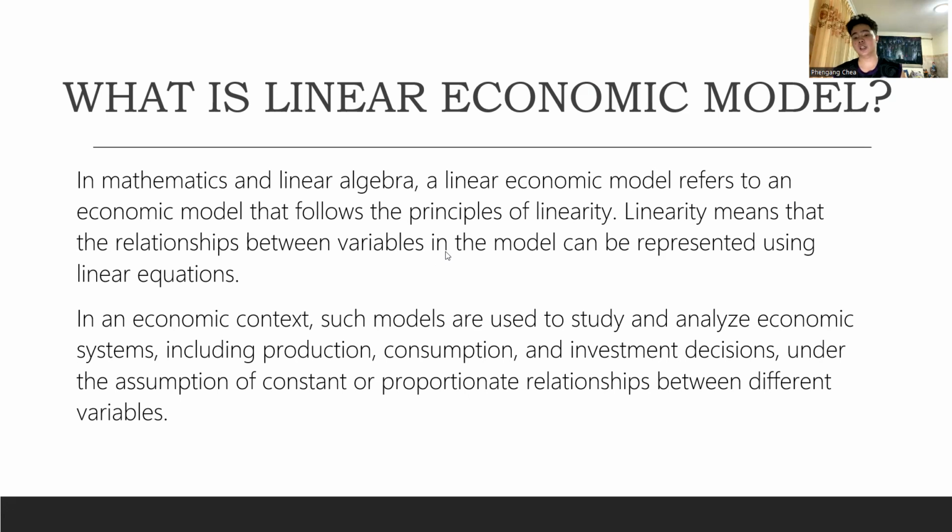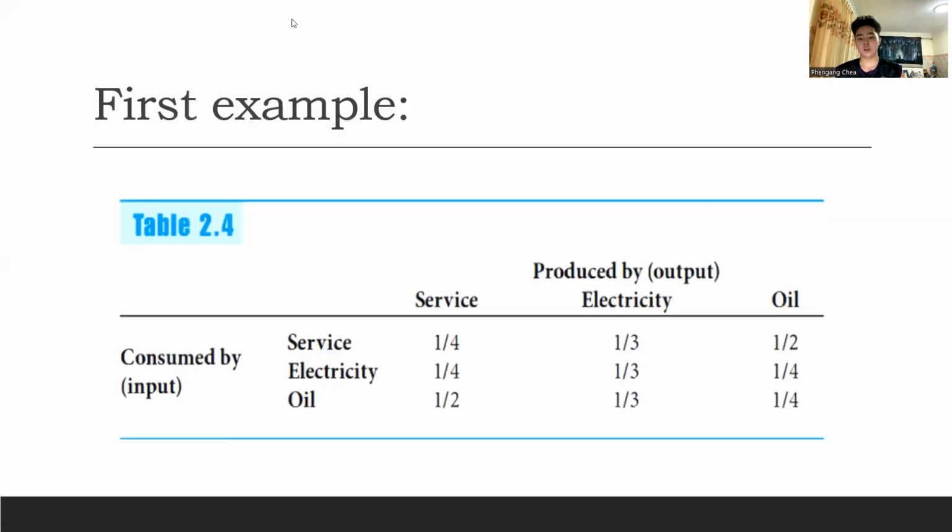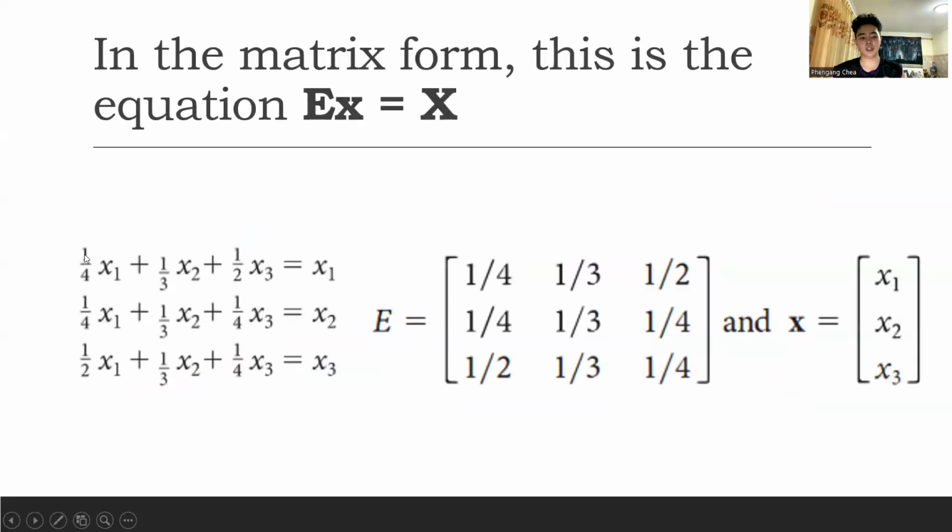Okay, now we know what a linear economic model is. Now let's get into the exercise or the form of the linear economic model. Okay, first example. You see that this is consumed by the input and this is the output. There are three elements such as service, electricity, and wheat. Now we have all of these numbers. This is called a 3x3 matrix. Here we can write it like this. We multiply it with x, and you must be confused about what E and X stand for.